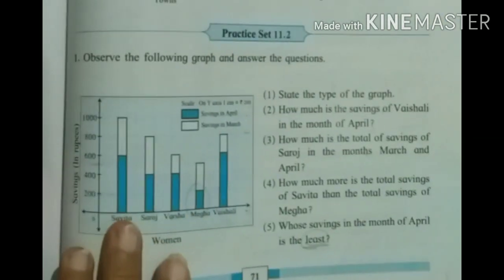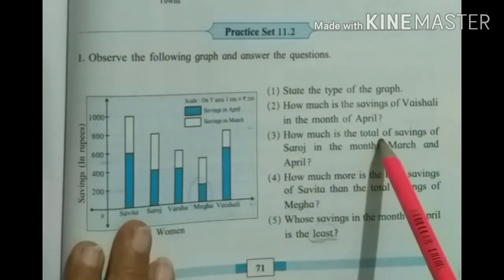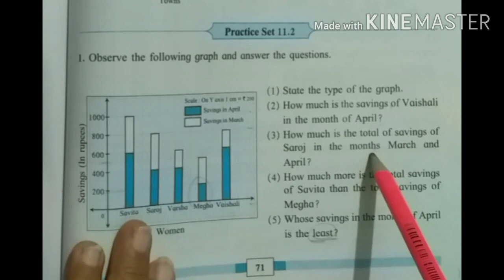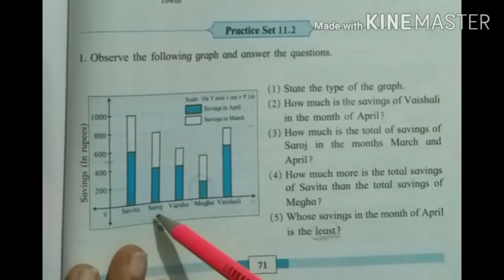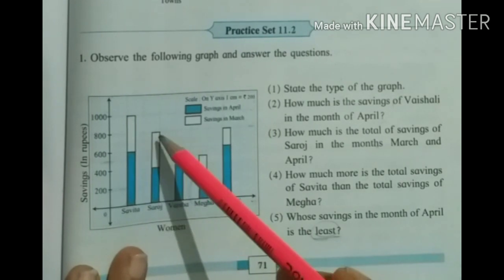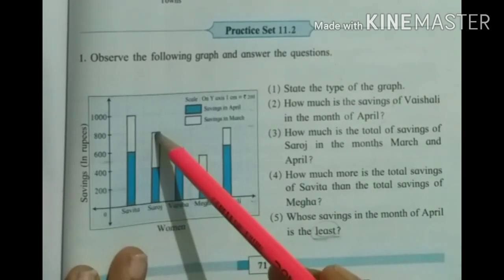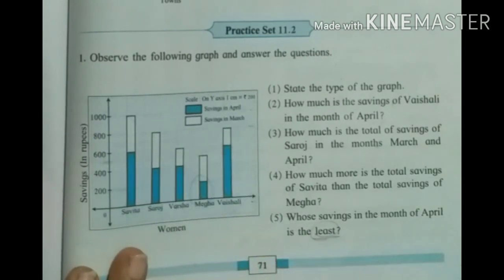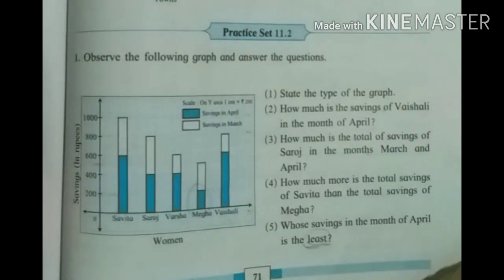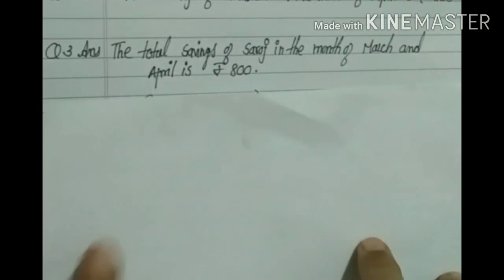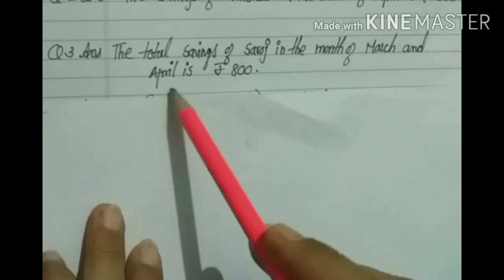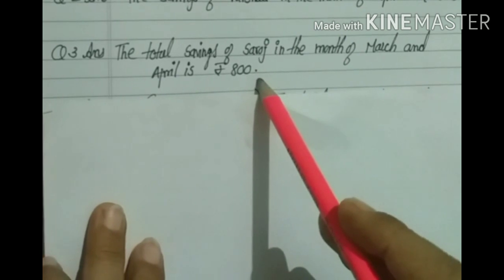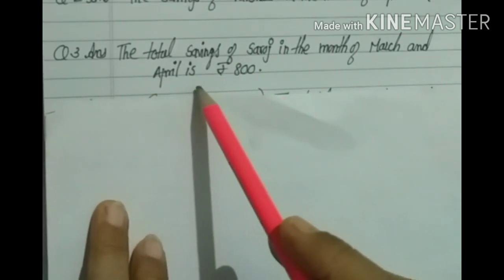Now, next, third one. How much is the total of savings of Saroj in the month March and April? Okay, children. Here, what is the question? What they asked? Saving of Saroj, March and April. So, here, children, this blue one is the April and this white one is the March. So, what is the total saving here? Rupees 800. So, our third question answer will be here. The total savings of Saroj in the month of March and April is rupees 800. Okay children, you have to copy this answer.